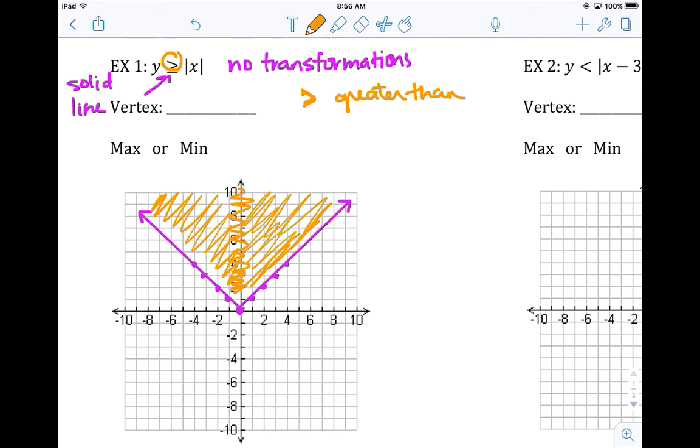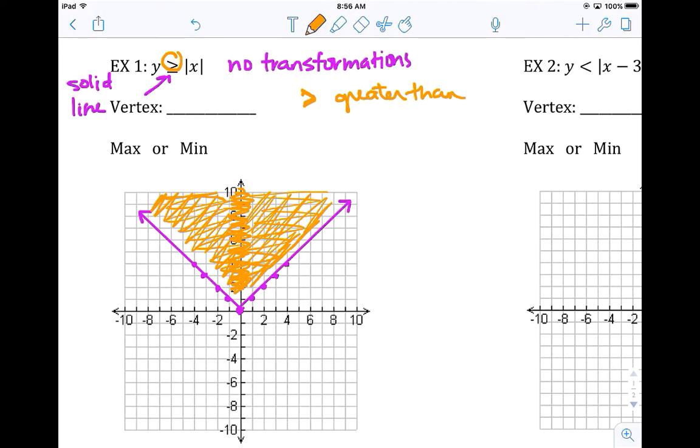So I'll say that again. When we are shading a greater than inequality, that means our y values are increasing, they're getting more positive. So that means we are shading going up the y-axis, and this time the increasing piece of the y-axis sat inside our absolute value graph.